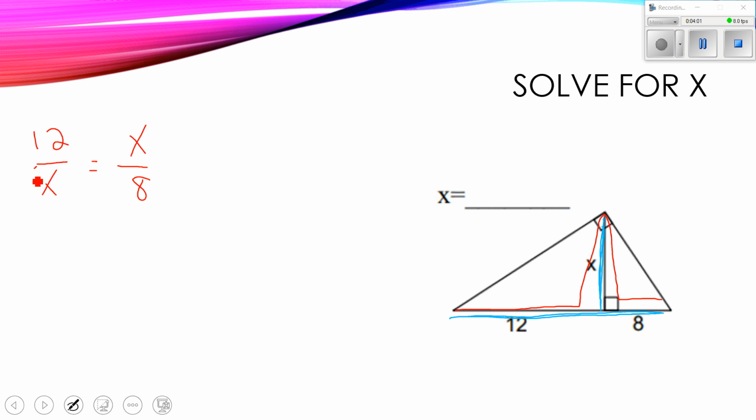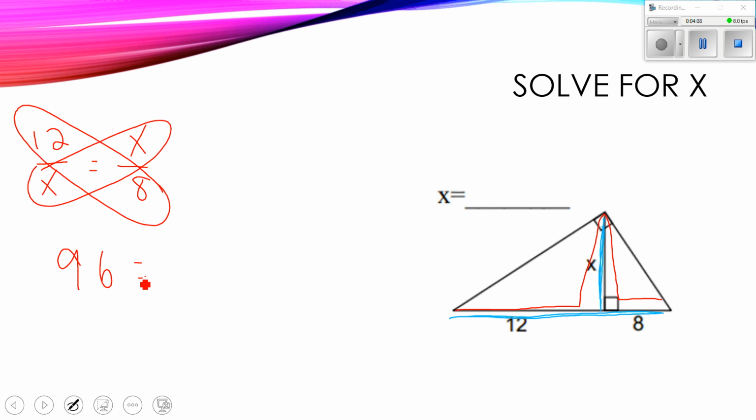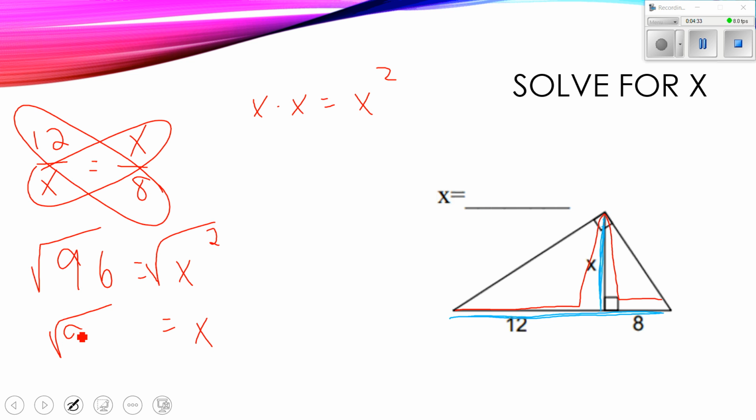And now I cross multiply, and I get 96 equals x times x, which is x squared. So that's a big thing to remember, is that x times x is the same thing as x squared. It's been a while since we've seen this, so just a quick refresher, x times x is x squared. Now, to solve for x, I need to take the square root of both sides, and now you're like, haha, this is why we learned radicals on Friday. The square root of x squared is x, and we have the square root of 96.